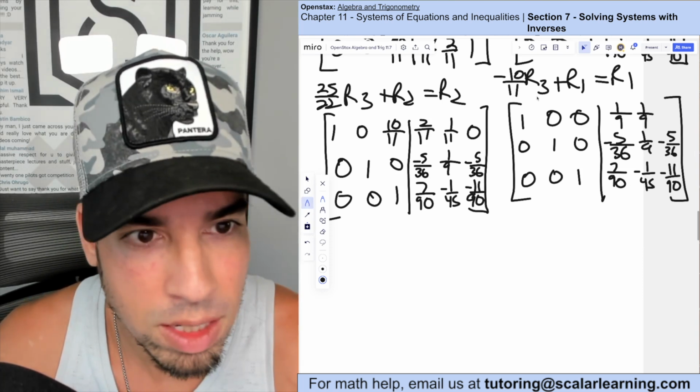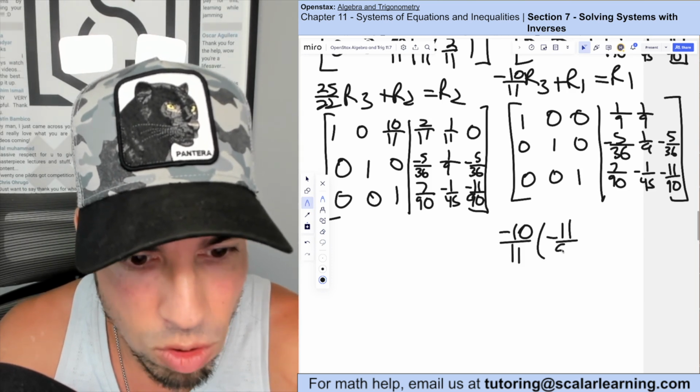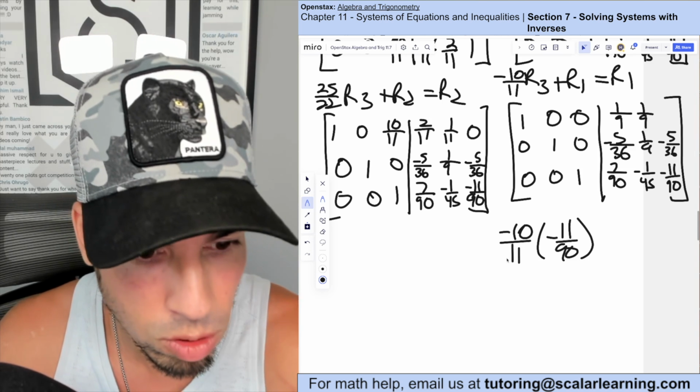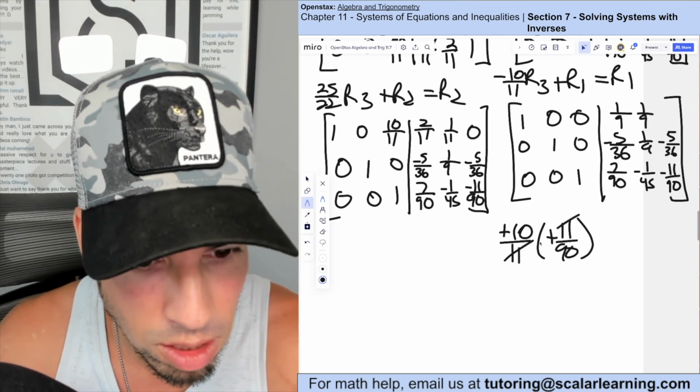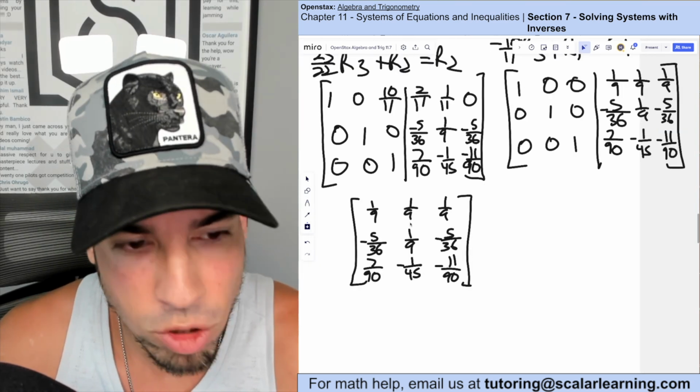And last but not least, negative 10 11ths times negative 11 over 90. And this is going to be plus 0. So these cancel out, negatives cancel out. 10 over 90 is 1/9 plus 0 is 1/9. Boom. So now we have our inverse matrix written out here.